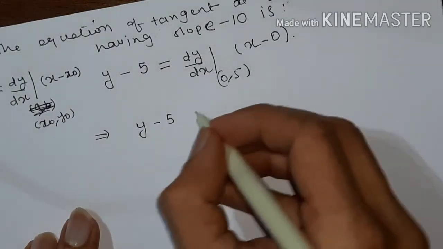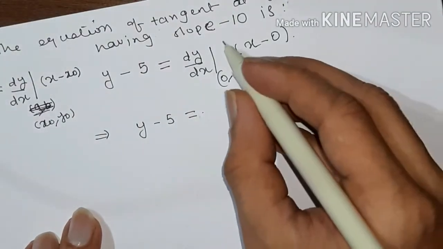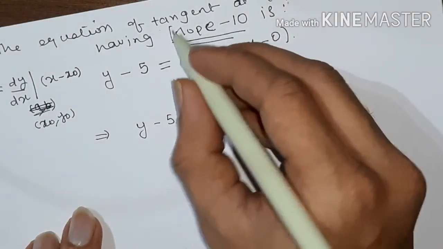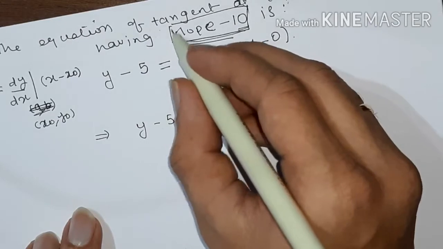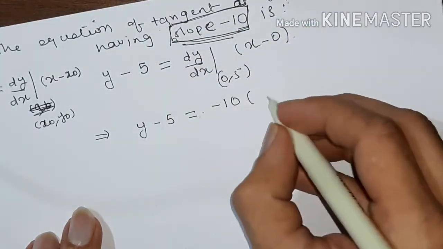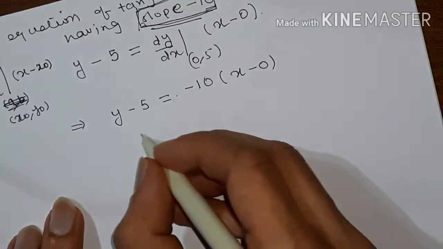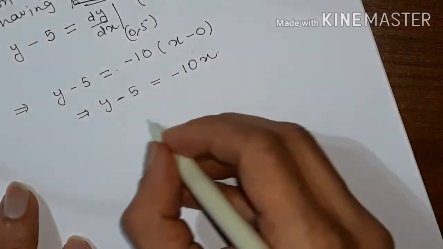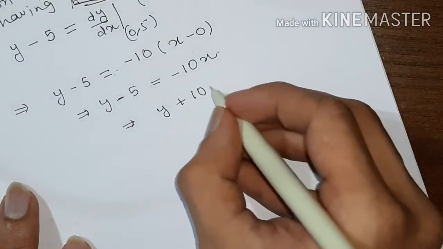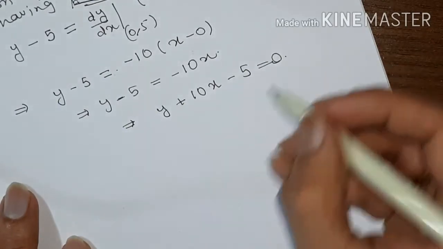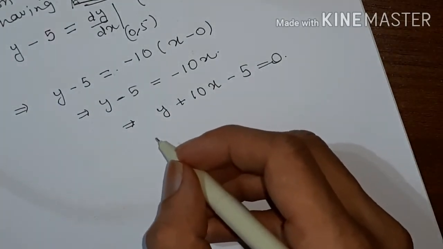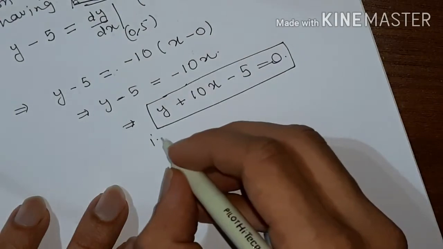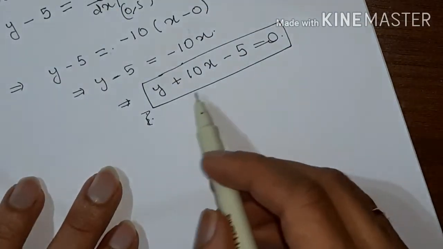So that will be y minus 5 equal to dy by dx at the point 0,5, which we have found out is nothing but this slope, minus 10, multiplied by x minus 0. So y minus 5 equal to minus 10x. This implies y plus 10x minus 5 equal to 0. So that is the required equation. The equation of the tangent is this.